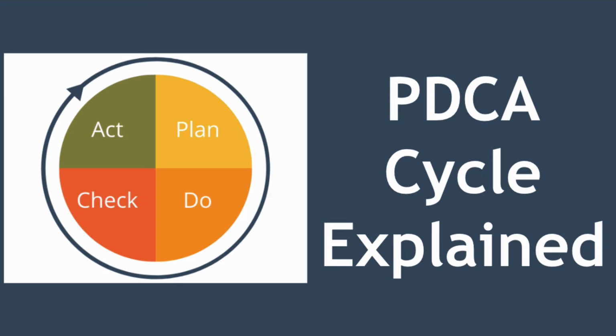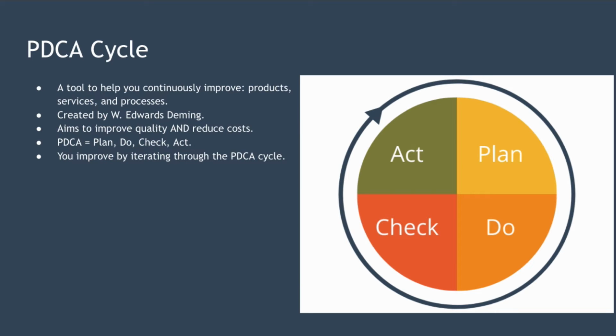Hello and welcome to today's lesson, where we're looking at the PDCA cycle, also known as the Deming cycle or the Shewhart cycle. Now, the PDCA cycle is a tool that can help you continuously improve your products, services, and organizational processes. It's a four-stage cycle for continuous improvement.